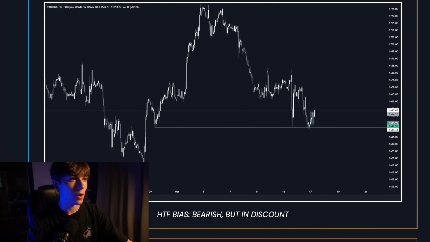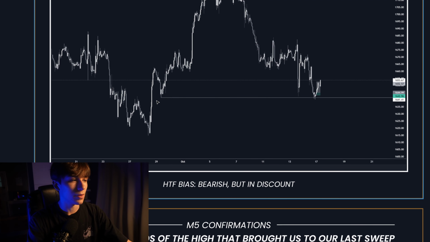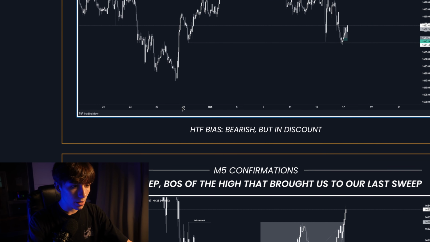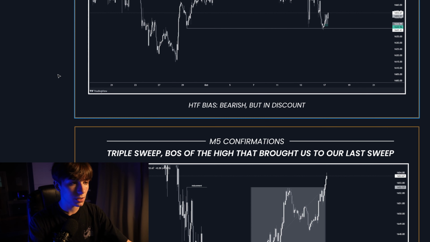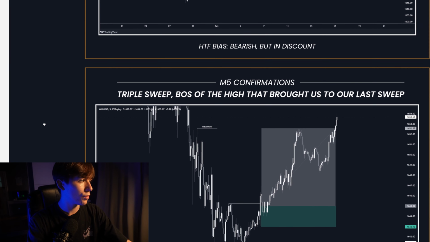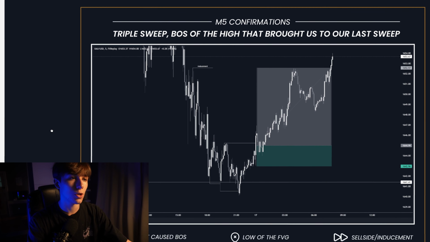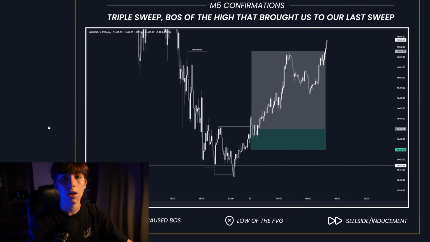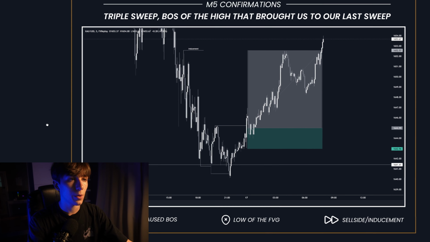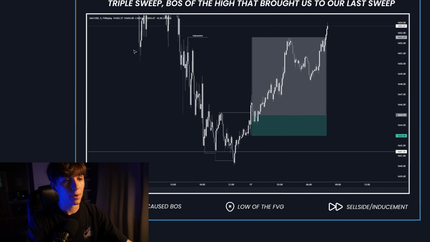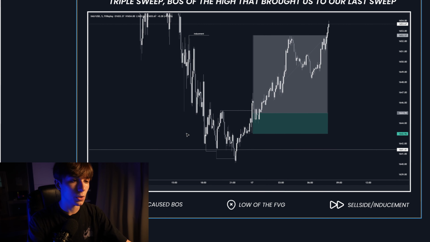So like I wrote down here, fair value gap with major sell side and discount, because there's also a fair value gap right here. Then I wait for the confirmations. I look for them on the minute 5, sometimes on the minute 15 if there is a lot of price action going on between these sweeps. But on the minute 5 here, I saw a triple sweep.